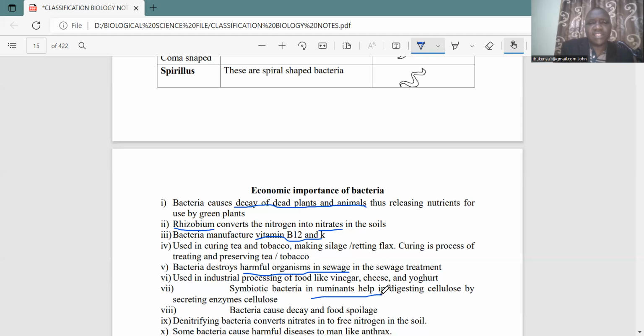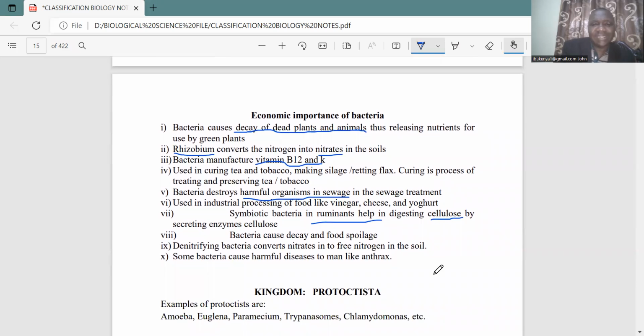In the stomachs of ruminant animals, the bacteria provide an enzyme called cellulase. Cellulase, we simply change O to A. And that enzyme cellulase is used by the wood-eating termites, the wood-eating herbivores, the wood-eating organisms to digest cellulose. So without those bacteria that produce cellulase, cellulose digestion would be impossible.